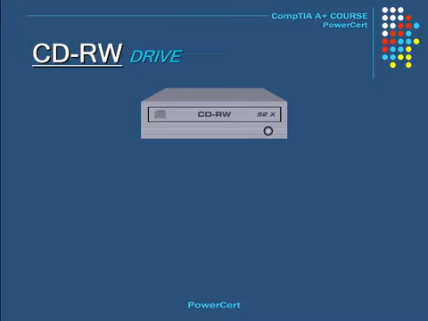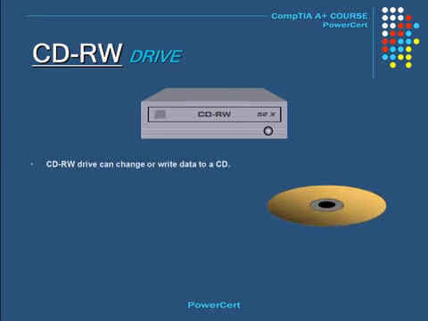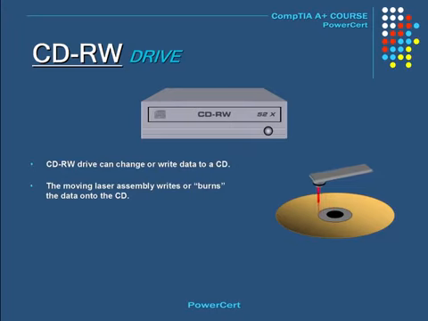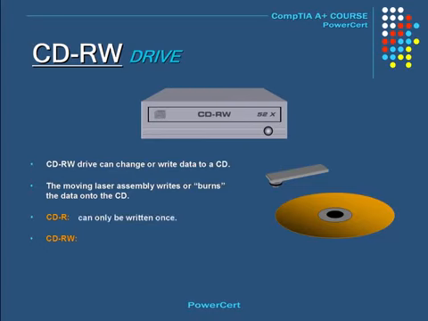CDRW stands for Compact Disk Rewritable. A CDRW drive can change or write data to a CD. It has a moving laser assembly that writes or burns the data to a CD. Now there are two different kinds of CDs that can be written to. A CDR, which stands for CD recordable, or CDRW, which stands for CD rewritable. Now CDRs can only be written once, but a CDRW allows data to be rewritten multiple times. And CD-ROMs hold approximately 700 megabytes of data.